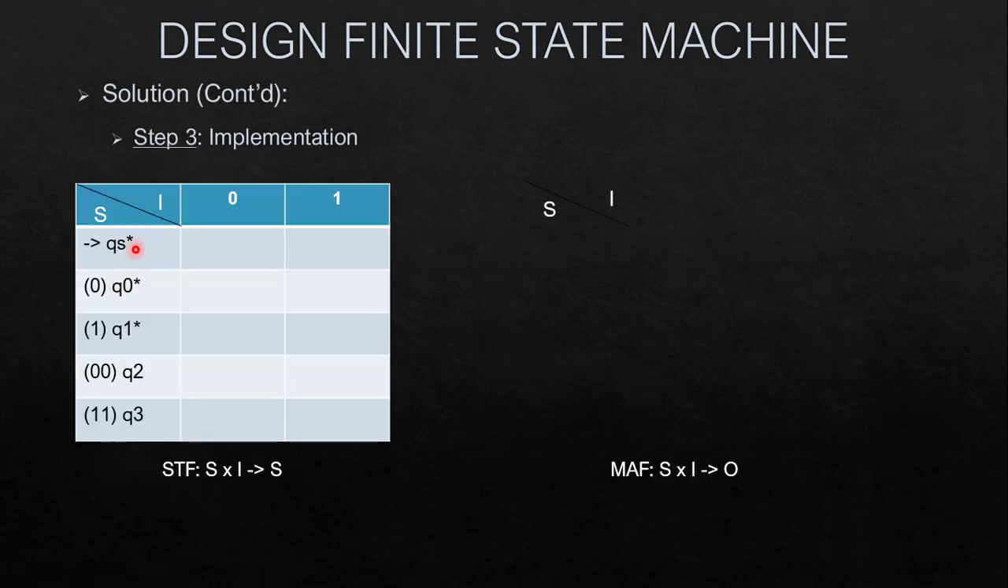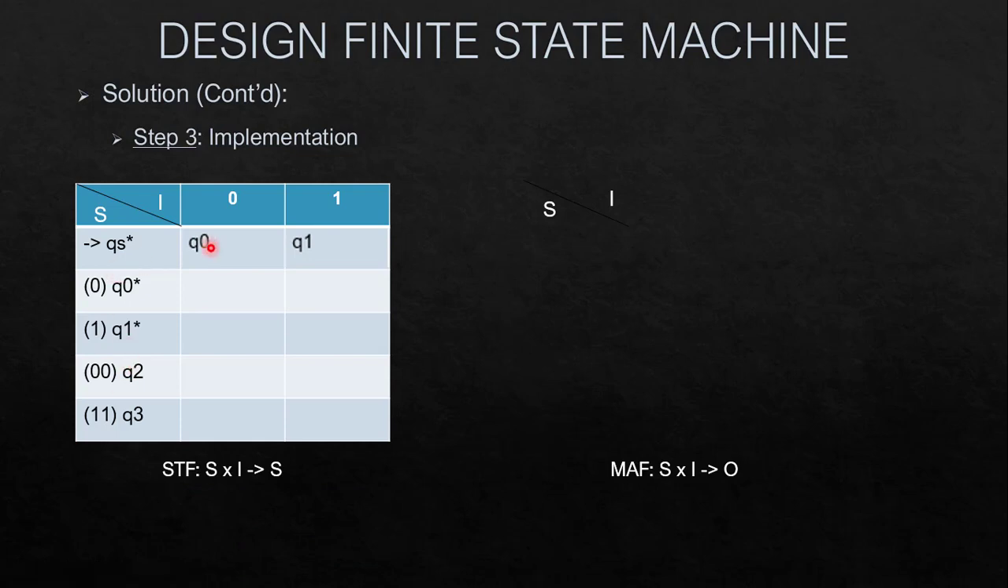So, here we have Qs, Q0, Q1 marked as our final states. We have Q2 and Q3 which are not marked as final states. Q0 represents 0, Q1 represents 1, Q2 represents 0, 0 and Q3 represents 1, 1. Since the question says that it should not contain any occurrence of a double letter, we have to mark Q2 and Q3 as non-final, whereas Qs, Q0 and Q1 are all final states. So, let us see the state transition table.